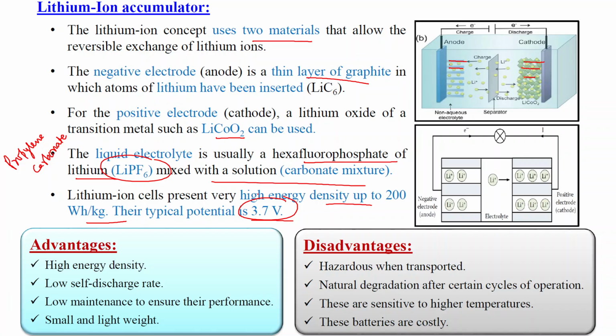Then it has advantages like high energy density, low self discharge rate, low maintenance to ensure their performance, and it is small and lightweight. Disadvantages: it is hazardous when transported. And moreover, after the usage of these lithium ion batteries, discarding them releases various chemicals into the atmosphere. That is also a problem. There is natural degradation after certain cycles of operation. Then these are sensitive to higher temperatures, and these batteries are costly.